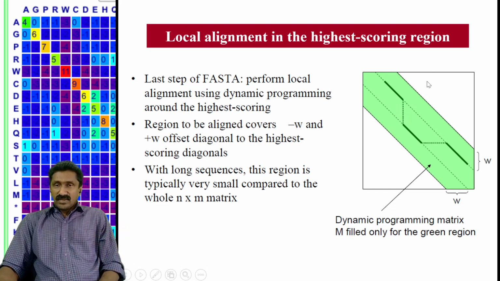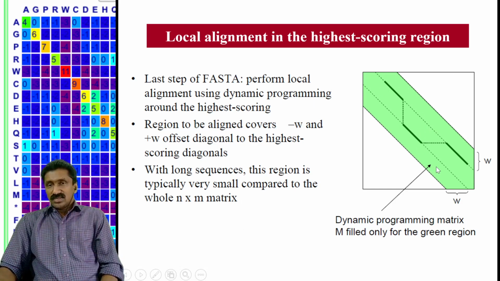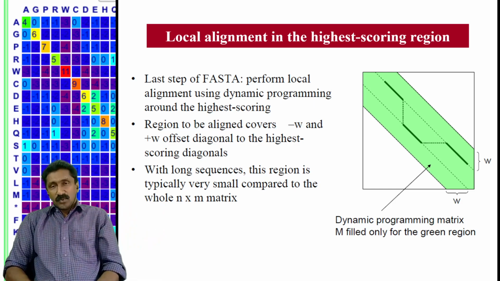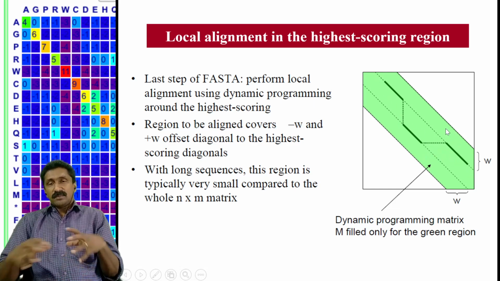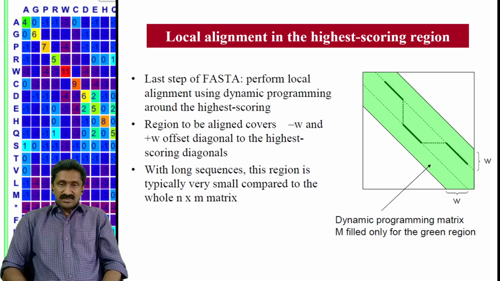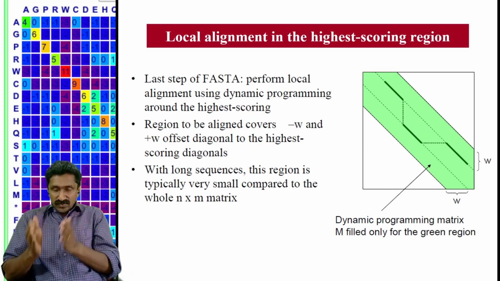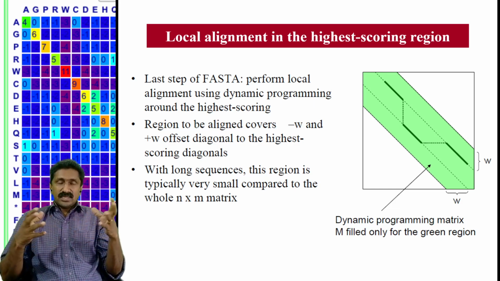So instead of screening the whole matrix, for example, if both are 1000 nucleotide length sequences, your matrix will be 1000 into 1000. Instead of scanning through all these 1000 into 1000 possibilities, you can just screen through these aligned regions, the connected diagonal regions and their borders, and perform an intensive search using dynamic programming.